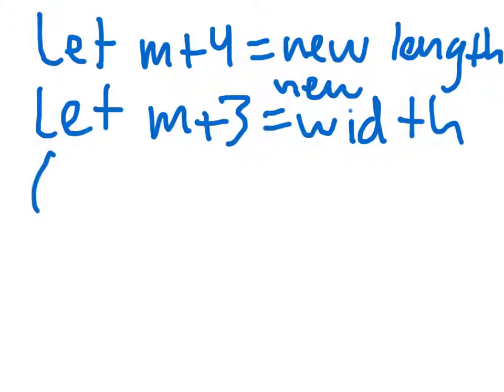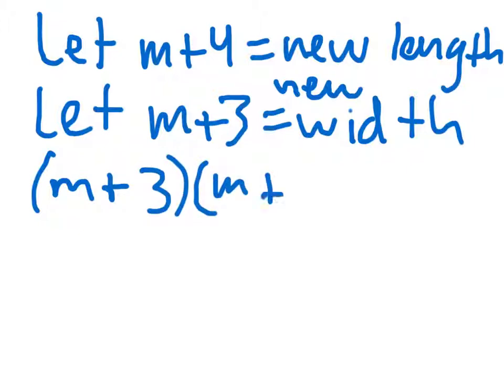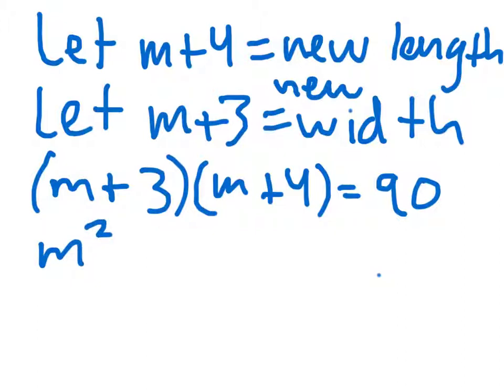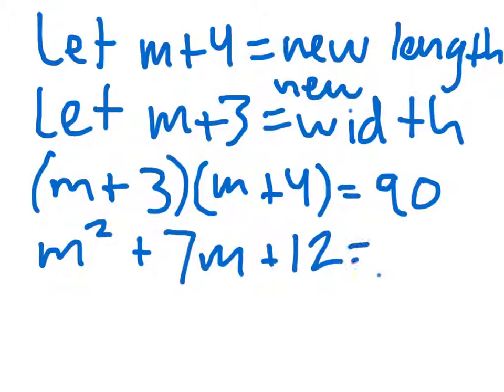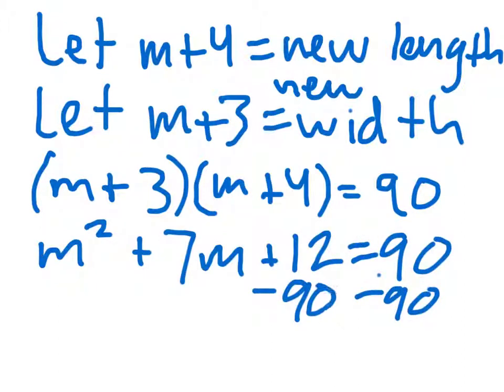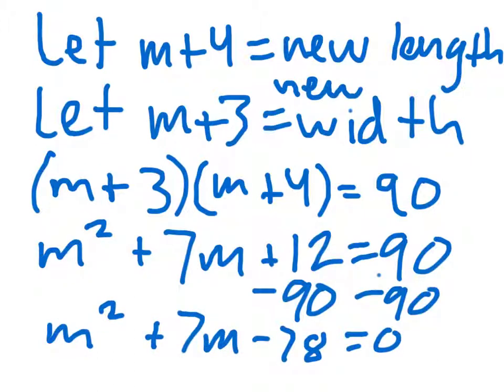Now we can make our equation here. Since we're using area, we will multiply both sections by each other, and that'll equal 90. Now if you solve that, you get m squared plus 7m plus 12 equals 90. If we make it 0, we get m squared plus 7m minus 78 equals 0. Next step.